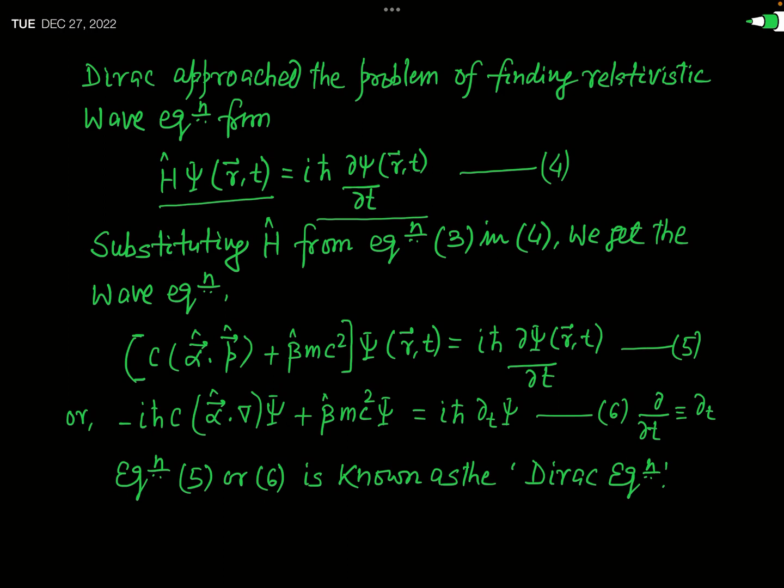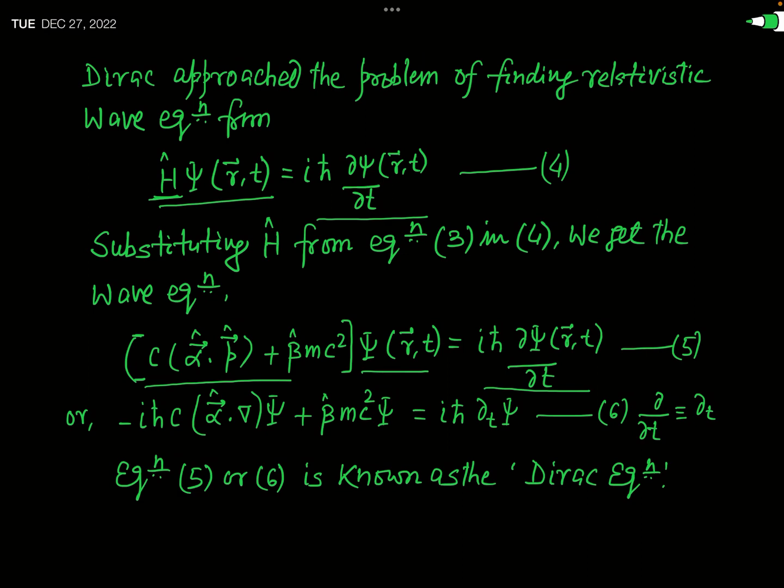If you recognize this Hamiltonian H hat as the Dirac Hamiltonian, we will simply substitute the expression for it which was postulated by Dirac. So let us substitute it. You have seen that the Dirac Hamiltonian is defined like this: c times alpha dot p plus beta m c square, operated on psi of r, t, and the right hand side of equation 4 is i h bar del psi of r, t by del t.